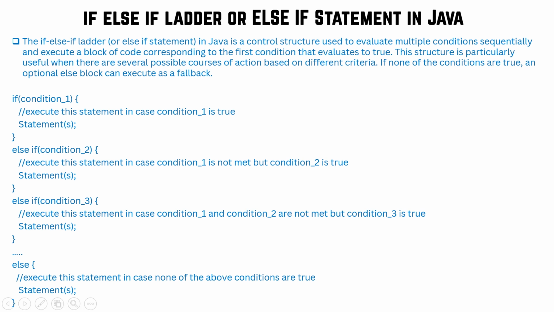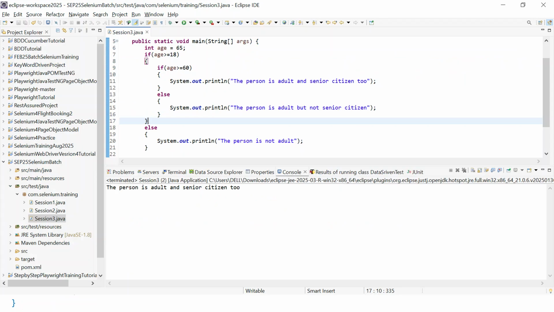First it will check the first if condition. If the condition is not true, go for the else if: second condition, third condition, fourth condition, like that. If nothing works, it will go for the default else one. So the last one, else, means default. Now let's see the implementation.